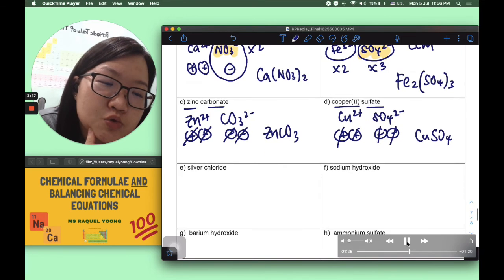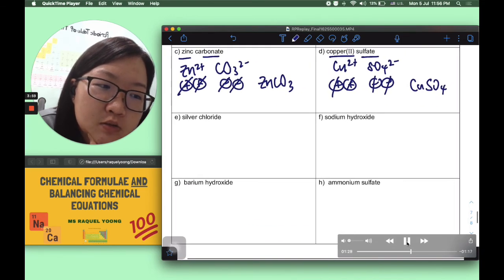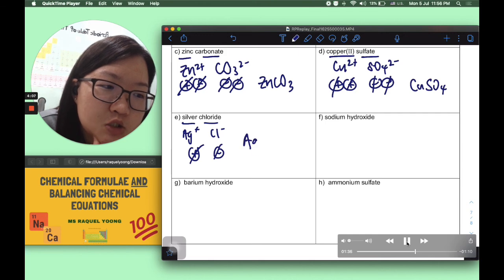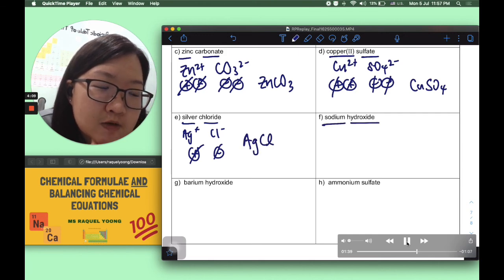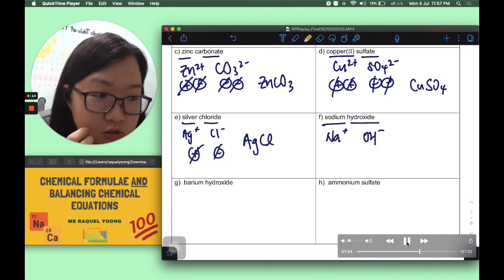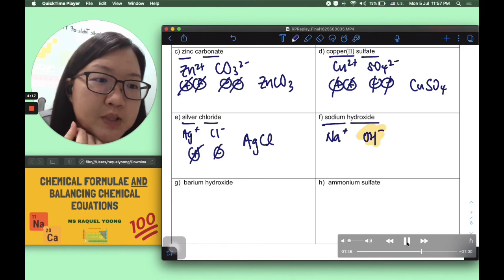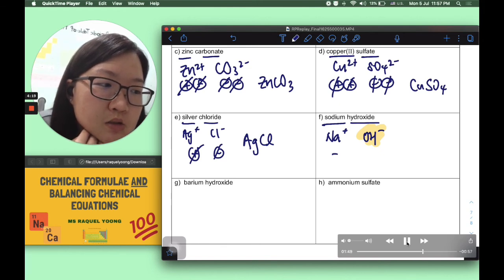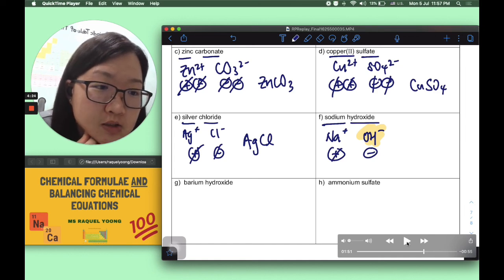Then moving down to part E, silver chloride. Okay, silver we must memorize, it's Ag plus, chloride is Cl minus, so here it's very neat, AgCl. Part F, sodium hydroxide, Na plus and OH minus. In fact, we'll see this a lot when we talk about bases and alkalis. Okay, so again, hydroxide is a polyatomic anion, but here it's not too much of a concern because it already balances out pretty nicely. So it's just simply NaOH.